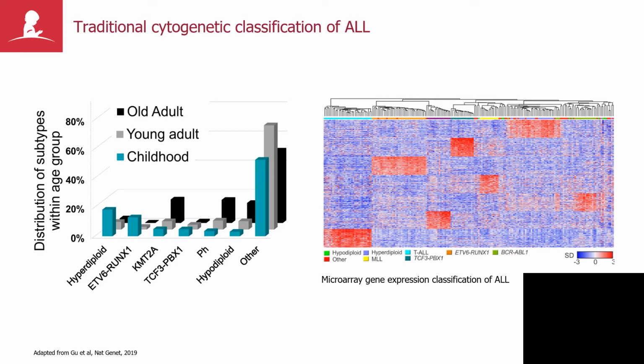Moreover, it was clear that these cytogenetic aberrations shown on the left were very strongly associated with very distinct transcriptional signatures in leukemic cells. And an example of this is shown on the right using microarray gene expression profiling.